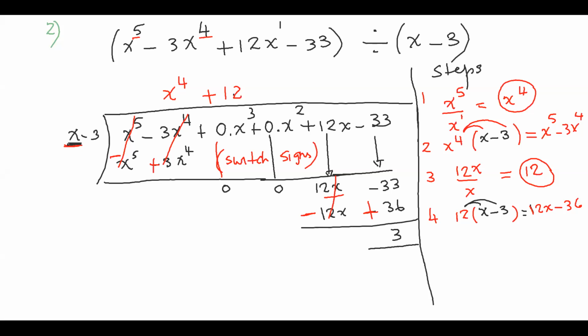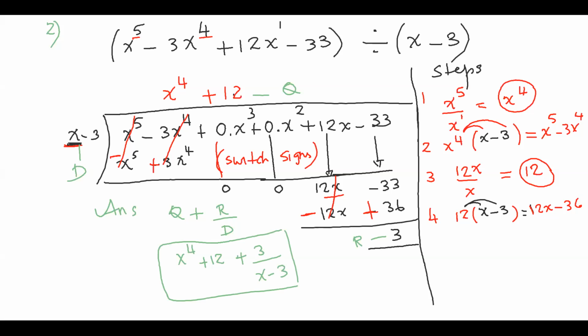Questions? So now we have to write the answer in the format Q plus R over D. So this is our R, this is our Q, this is our D. So it's going to be x to the power 4 plus 12, and R is 3 over x minus 3. This is our final answer. Questions?